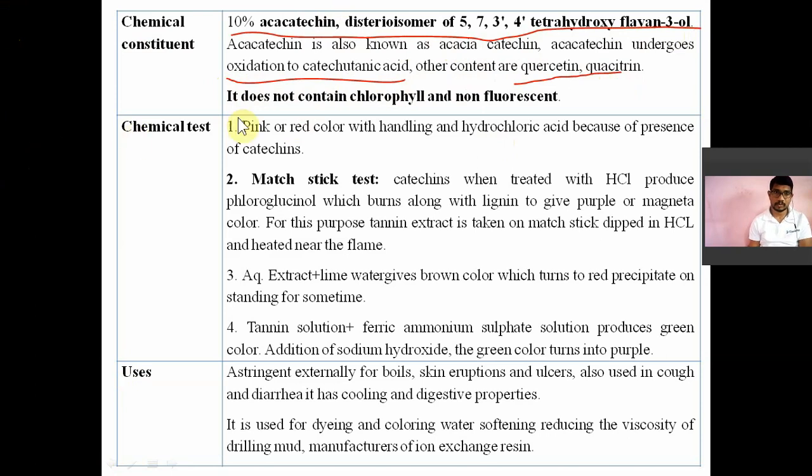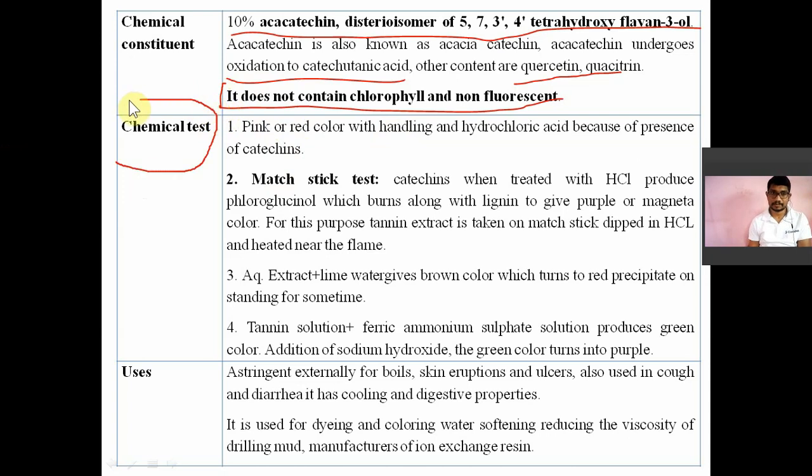It is non-fluorescent, and this Acacia catechu will not have chlorophyll. It is obtained from the hardwood of the plant, not from leaves and stems, which is why it will not have chlorophyll. Another variety is known as amber catechu, which is fluorescent in nature.